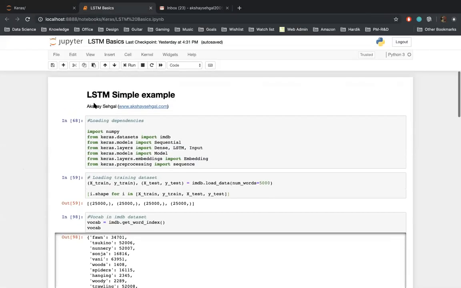Are you able to see the Jupyter notebook, Tanvi? Hello. Yes, Akshay. We can see this.